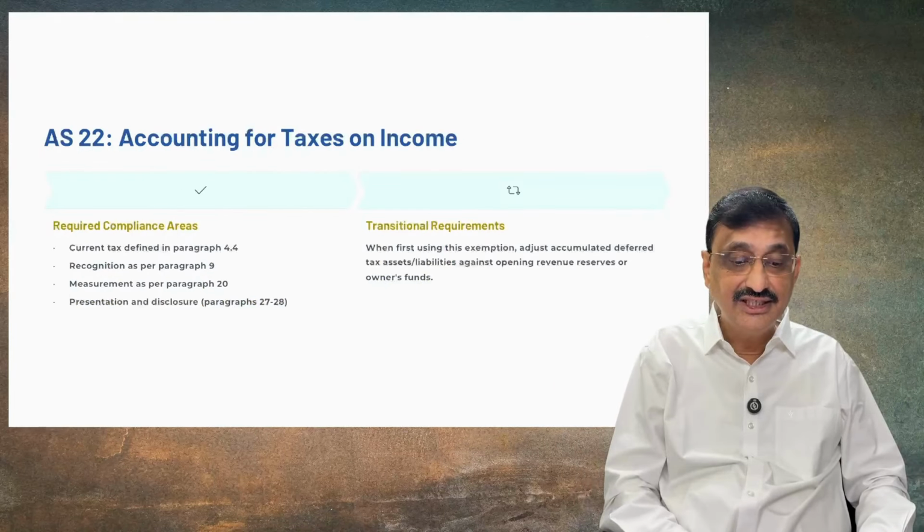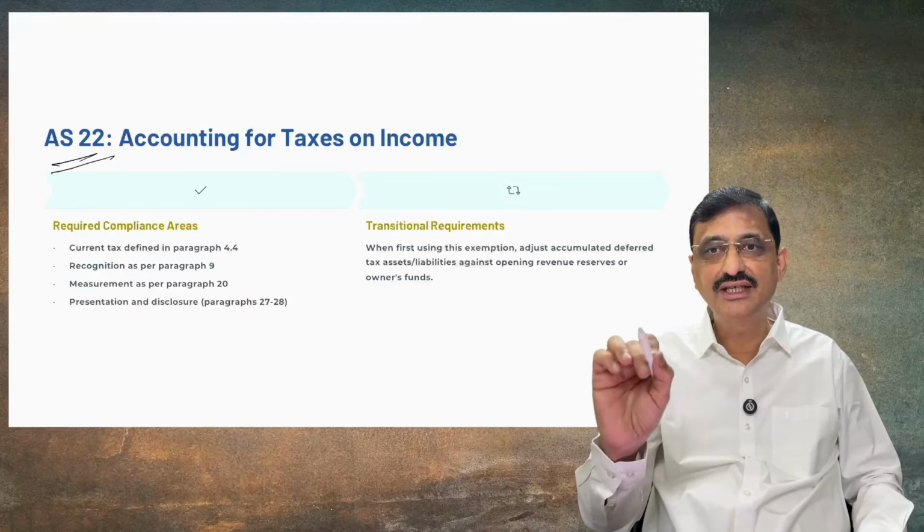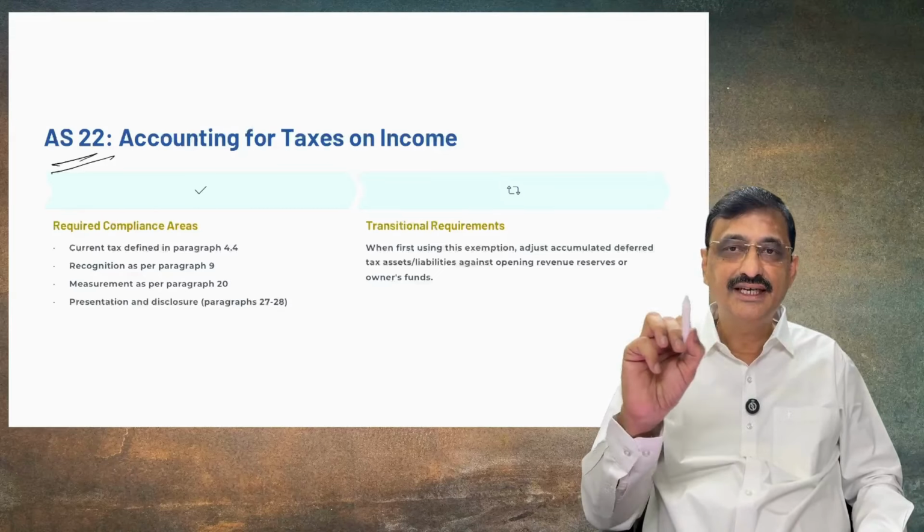Now come to AS22, accounting for taxes on income. For most of the cases this standard will be applicable, but what you have to understand is only current tax is applicable. Current tax is applicable. Deferred tax is not applicable to an MSME, though your turnover is more than 50 crores and up to 250 crores. For those people also, for turnover of 0 to 250 crores, for borrowings 0 to 50 crores, deferred tax is not applicable to you, right? Only current tax is applicable.